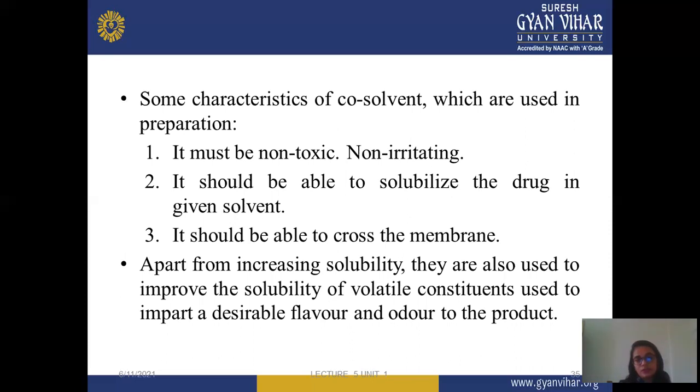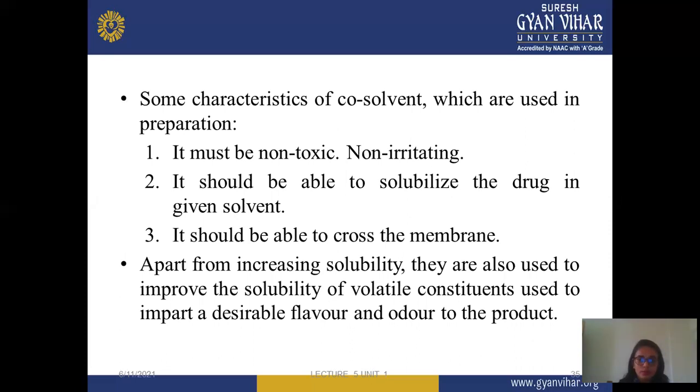Next, it should cross the membrane. It means you formulate a formulation, and after formulating, it shows a good property to cross the particular membrane, or maybe easily cross that membrane. If you suppose you prepare one drug which has a good property and good solubility, and it doesn't show any side effect or irritating effect, but it does not cross the membrane, then there is no meaning of that particular formulation because it does not cross that membrane.